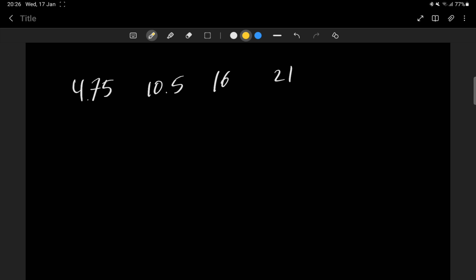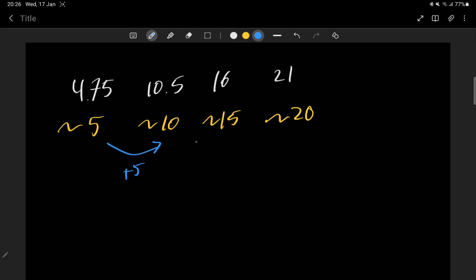Now, the way I like to tackle this is I like to round the numbers so that we can have something close to a common difference. So, for example, I see this 4.75. I can try to round it to 5, and this one I round to 10, this one I round to 15, and this one I round to 20, right? If we do this, we can have a common difference of plus 5.